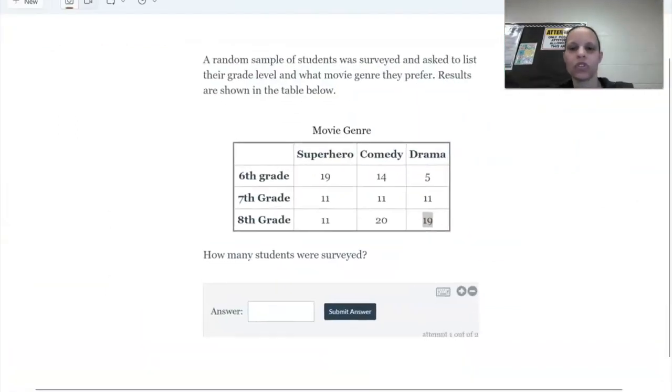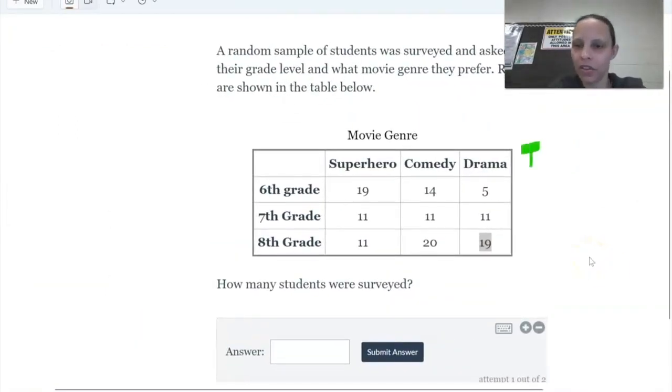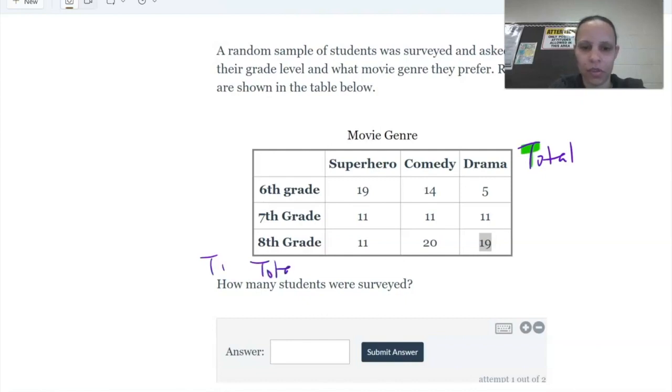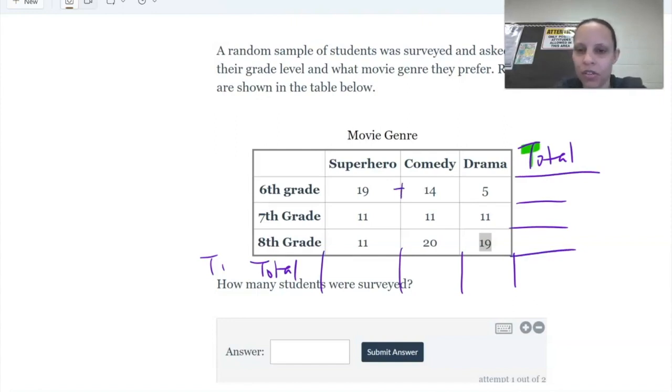All right, so in some questions, they're going to give you the total, but sometimes they don't. So I can make a total column here and a total column here. All right, so how many students total in sixth grade? So 19 plus 14 plus 5. So that's going to give me 38. 20, 40, yep, 38. All right, how many in seventh grade? Adding all of these up, that's going to give me 33. How many in eighth grade? Adding all of these up, 31, 41, 50. Let me do that again, 20, 30, 40, 50, yeah. All right, 50, adding all of those up.